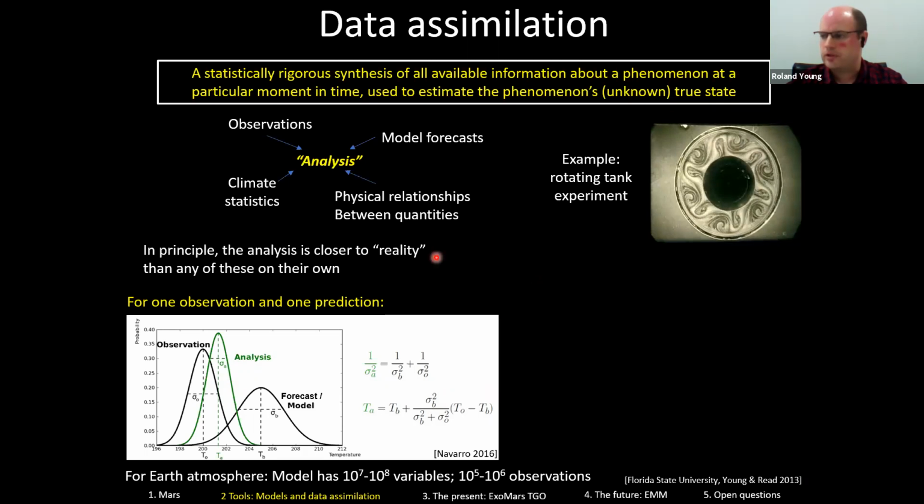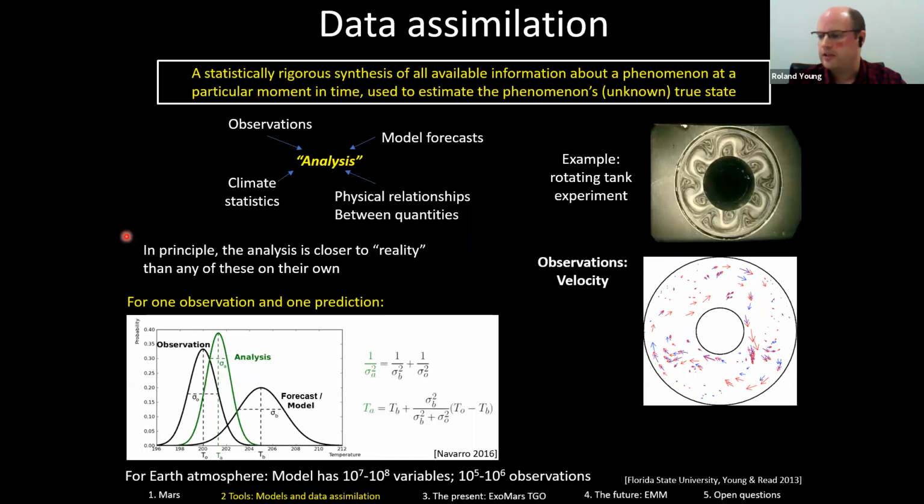So here on the right, I'm showing an example of this in action. This is a rotating tank experiment. It's a laboratory experiment that replicates some of the major aspects of a planetary atmosphere. I don't have time to go into detail about the specific experiment at the moment, but one can make measurements, for example, of the speed of the fluid. This is an example of such a measurement, and you can see here that we have observations of the speed of the fluid at various points.